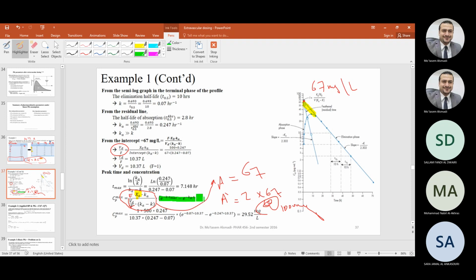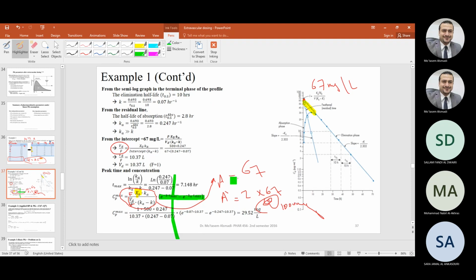I change the dose. The only thing that will be changed is the A. It will change from capital A to capital A prime, which will be doubled. Why? Because we doubled the dose, which means the Cp max will be doubled. Actually, at each time point as well.